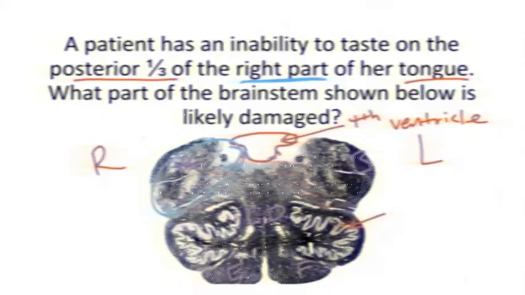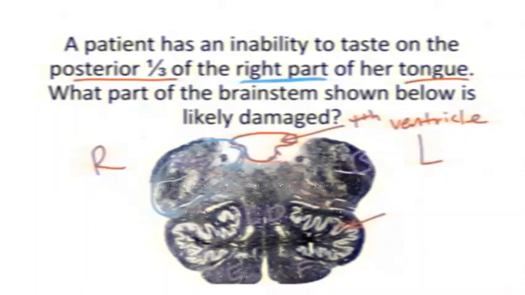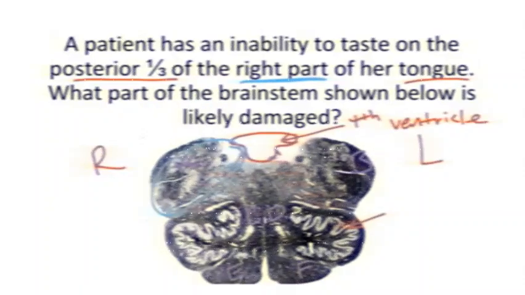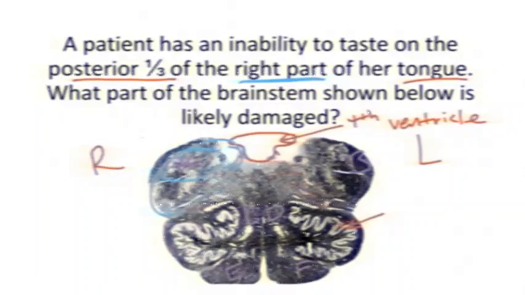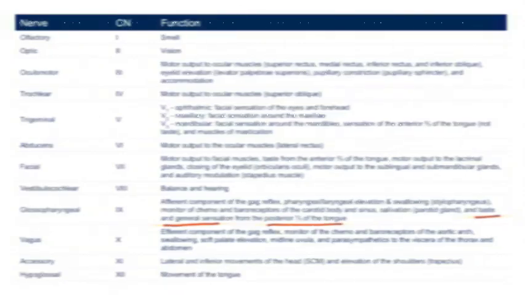So again, because this patient's deficit deals with sensory information, we can deduce that the cranial nerve nucleus that's damaged must be lateral to the sulcus limitans, and because it's on the right side of her tongue, we should know that the answer is A. Again, this is table 8.1 from your text. As we can see, the glossopharyngeal nerve is responsible for taste and general sensation from the posterior 1/3 of the tongue. Okay, let's do another question.